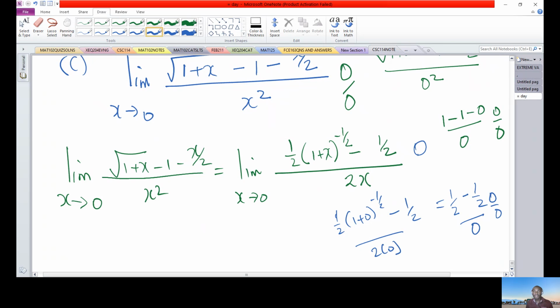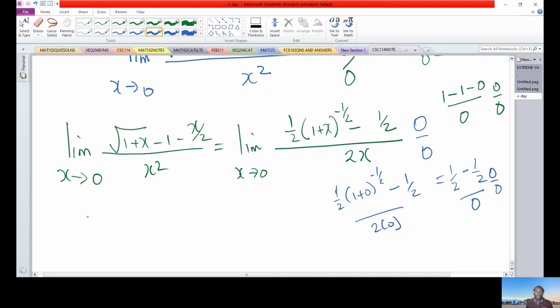So this is still the case of 0 over 0. So we repeat the same process of L'Hospital's rule.